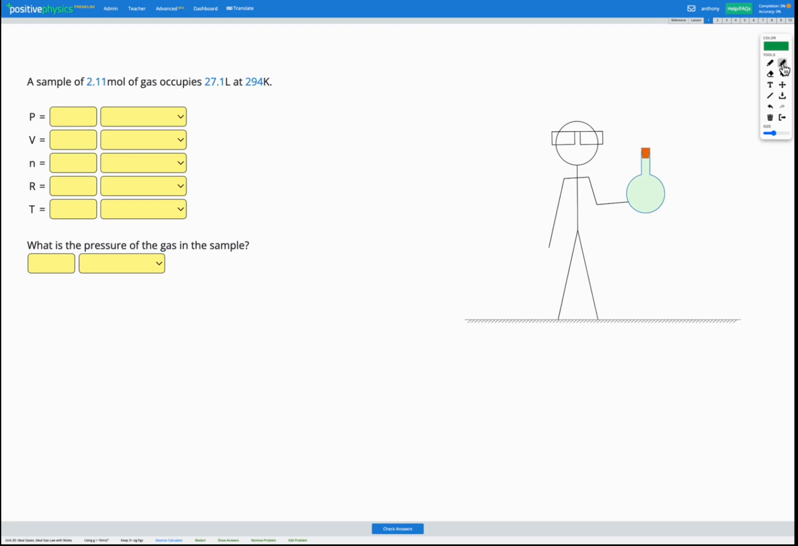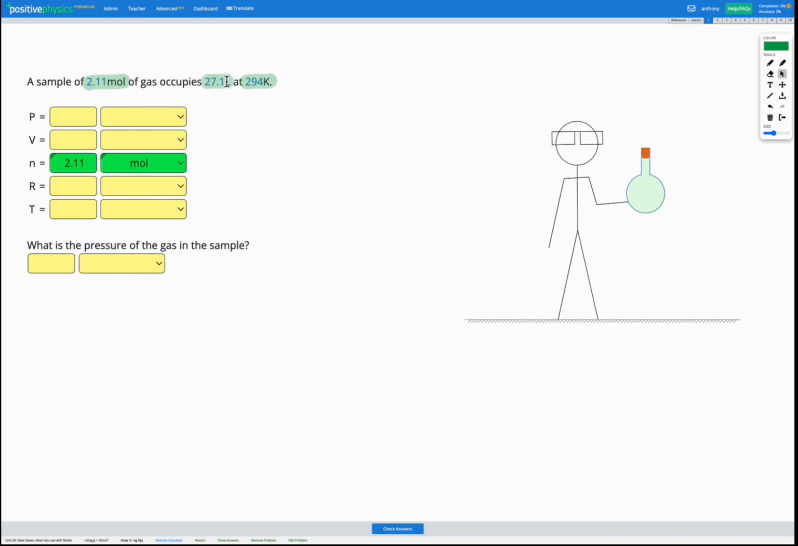In this question, we have a sample of 2.11 moles of gas, and we're told that it occupies 27.1 liters of volume at a temperature of 294 Kelvin. So let's start by filling out our known variables in our helpful table here. So 2.11 moles of gas, that's the symbol N. We've got 2.11 moles of gas.